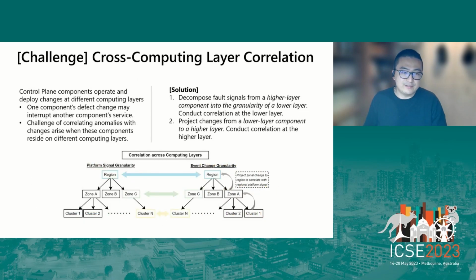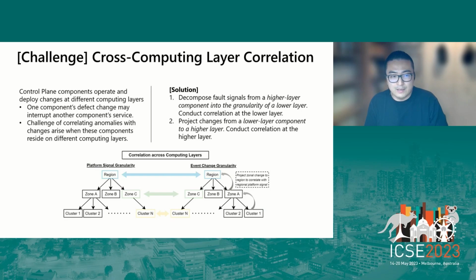Our second challenge is the need to correlate a change and a platform anomaly from two components that are in different computing layers. For example, correlating a zonal service change with failures that are measured from a regional service like CRP. Our solution also has two folds here. First, we can decompose fault signals from a higher-layer component into the granularity of a lower layer.